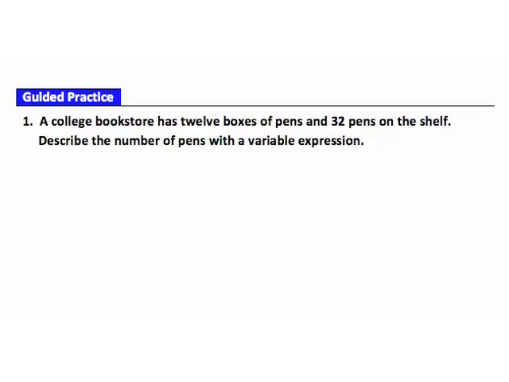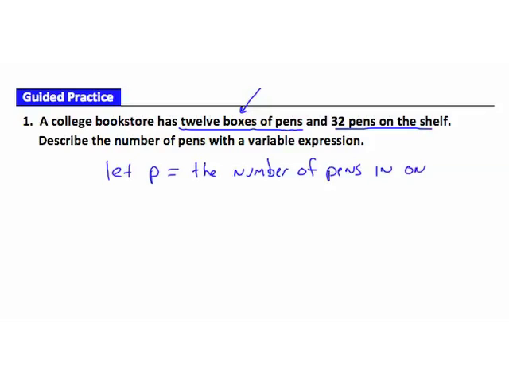Question 1. A college bookstore has 12 boxes of pens. So here we have 12 boxes of pens and 32 pens on the shelf. Describe the number of pens with a variable expression. Well, the thing we don't know here is how many pens are in each of these boxes. So that's what we're going to do. We're going to say, let P for pens equal the number of pens in one box.